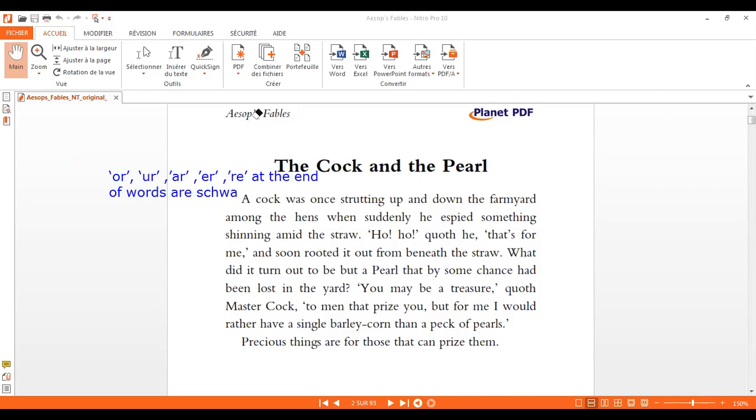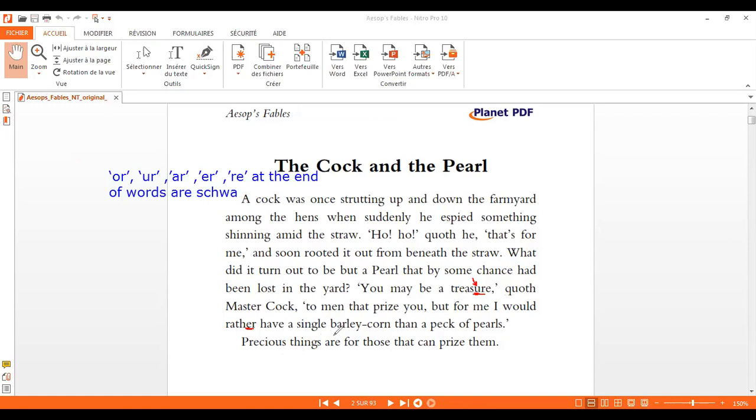Maybe a treasure. Treasure. Here we have a schwa sound. You are present here, the schwa sound. Treasure. Quoth Master Cock, to men that prize you. But for me, I would rather, there. This is also schwa.